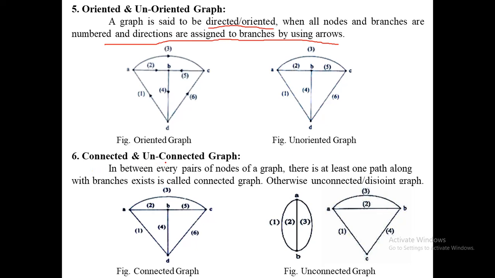Next one is connected and unconnected graph. If between every pair of nodes of a graph there is at least one path along the branches, it is called a connected graph. Consider this graph, here between A and C there is one intermediate node. Where an intermediate node is present between nodes, it is called a connected graph. Otherwise it is called an unconnected graph. Here there is no intermediate path, so this graph is called an unconnected graph. Here also there is no other intermediate path, so this is an unconnected graph.